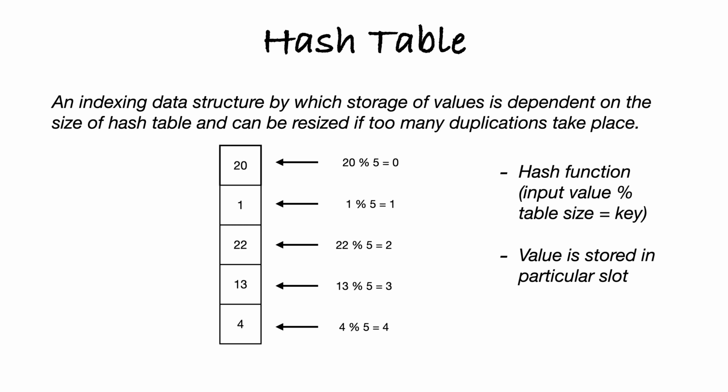So you'll hear about key value pairs when you work with dictionaries, hash tables, and hash maps. And the value is stored in the particular slot, as seen in the example provided there. 20, 21, 22, all stored after the hash function operations.